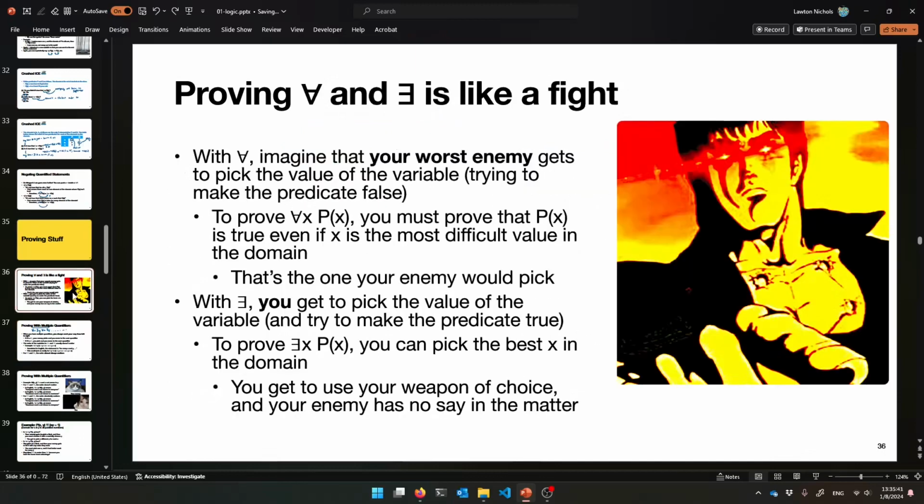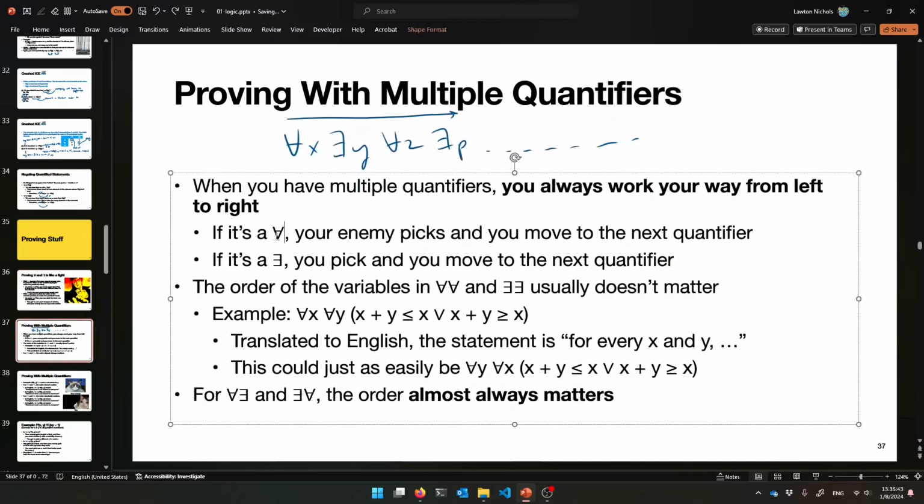And remember that it is a fight. So here's the idea. If it's a for all, your enemy's picking something horrible, the hardest possible thing. And then you get to move to the next quantifier. So if this is the first quantified thing, your enemy's picking a horrible value of x, and then it's your job to do the next one. If it's a there exists, it's your turn to pick your weapon of choice, and that's your good value for y. It's trying to counter the x. And then for all z, it's your enemy's turn to fight back and pick a horrible z value, and then if there's a there exists after that, you get to pick a good p. That's how it works.